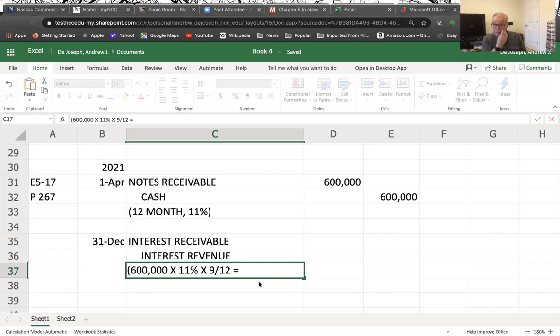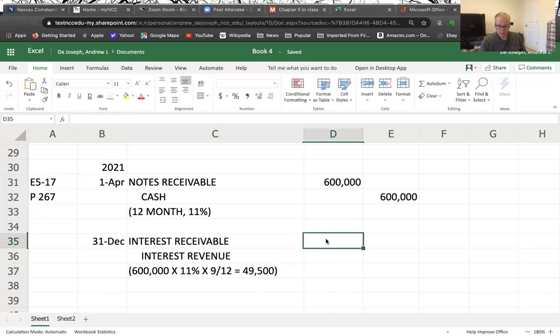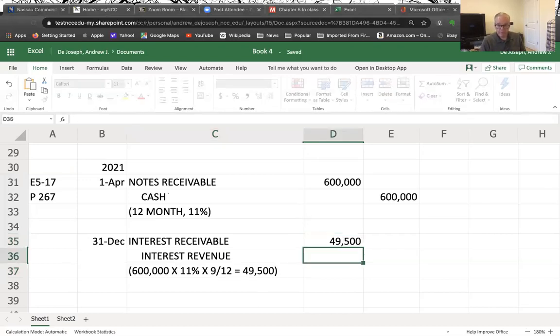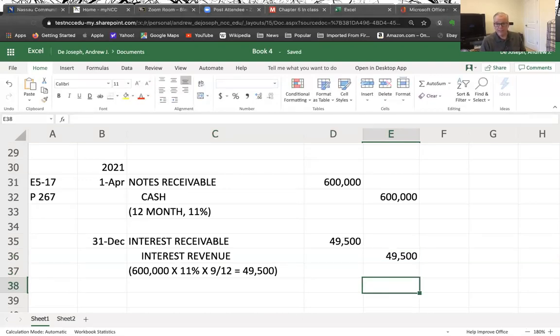So 9/12, or you could say 9/12 is 75%, 0.75. 66,000 times 0.75 is $49,500. In other words, how much interest did you earn on that $600,000 from April 1st through December 31st?